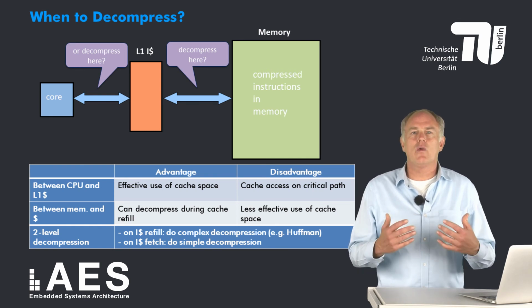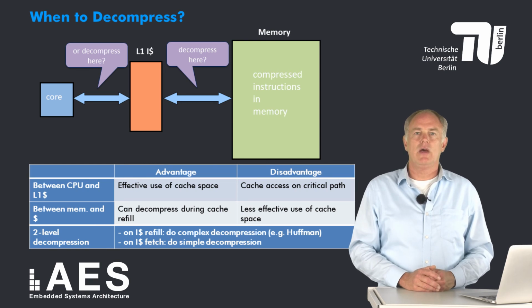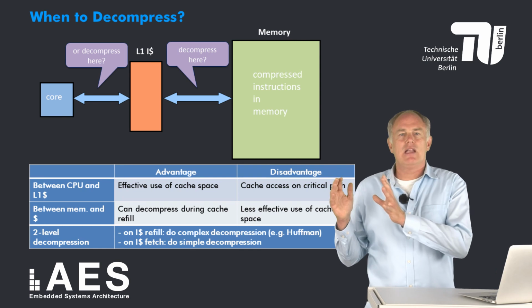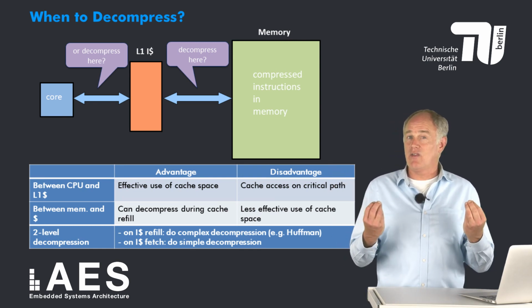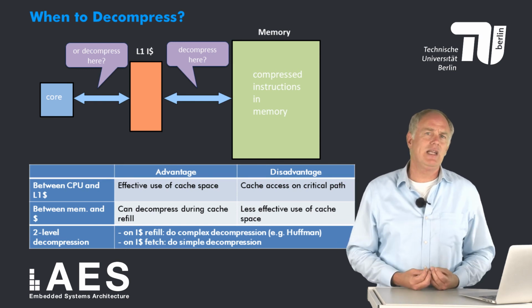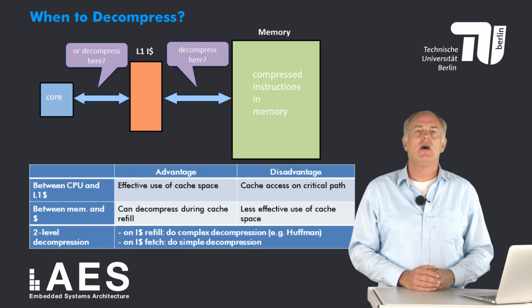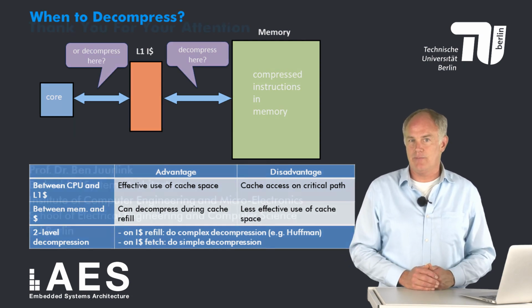So what can also be done here is to combine the two approaches. That means we do a two-level decompression. That means on iCache refill we do a complex decompression, for example some form of Huffman decoding, and on instruction fetch we do a simple decompression, for example using the mask bits that I presented earlier.